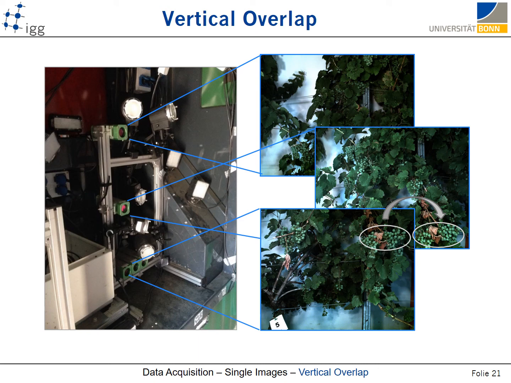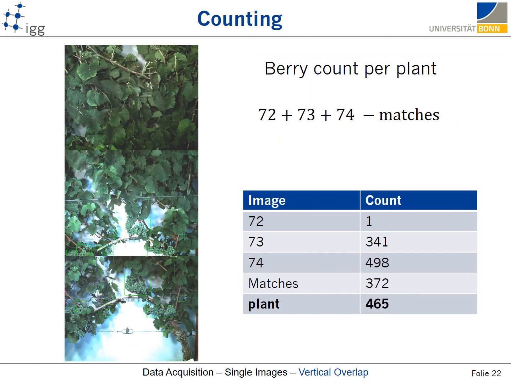Up until now, we are able to provide the berry number for a single image. We go a step further and identify grape bunches which are present in the vertically overlapping images. Here you can see an example for this case, where an object is highlighted which is present in the middle and the lower picture. The berry count per plant is computed by summing up the berry counts for all single images from the 3 cameras and subtracting the numbers of the matches which were found in respect to the middle image. For this case, the final number of visible berries for this plant is 465.